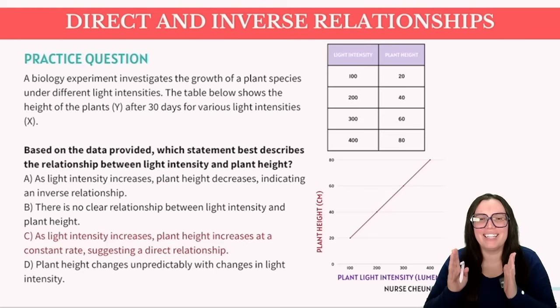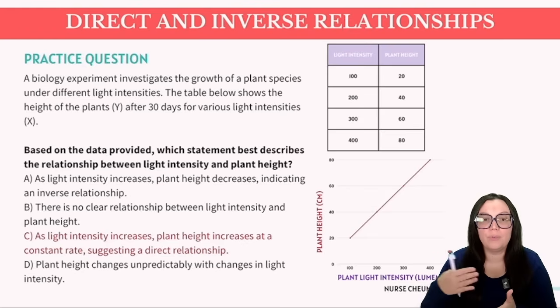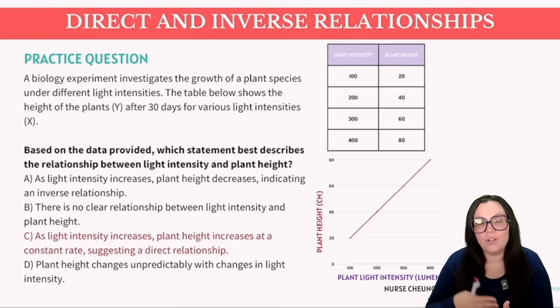And the correct answer is C. The table shows a consistent pattern where doubling the light intensity results in doubling the plant's height. This proportional increase indicates a direct relationship, where the plant height is directly proportional to the light intensity.